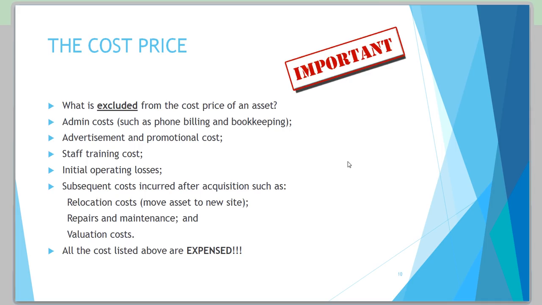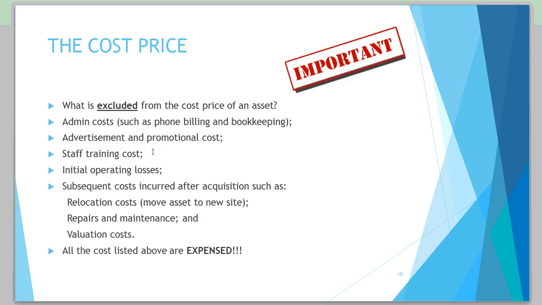Then there are certain amounts that will also be provided to you that may not be included in the cost price. So the following must be excluded. Admin costs, that will be your phone billing, bookkeeping, any internet costs, mailing, anything such as that. Then also advertisement and promotional costs. So if you have purchased this new machine and you want to make an advertisement to say you can now manufacture better items, the advertisement cost may not be included in your cost price. Also staff training costs.